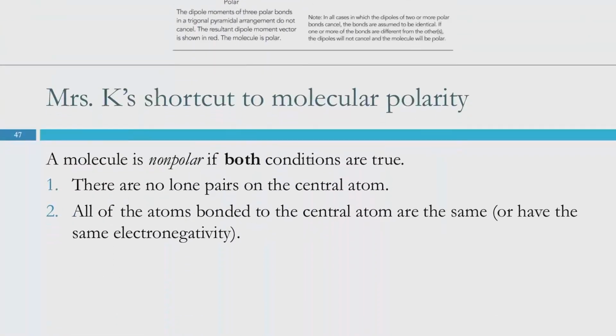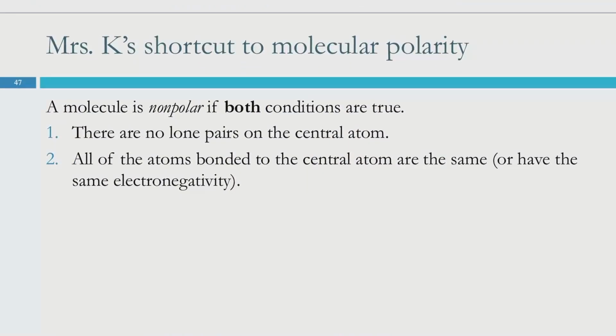However, we also have a shortcut, and this is why I'm rushing through vectors. I don't think the vectors is terribly important, and we can generally just use this shortcut. This is Mrs. K's shortcut to molecular polarity, or as I like to refer to it, the nonpolar express. It's our fast track for finding out if something's nonpolar. We have 2 rules for our nonpolar express. A molecule will be nonpolar, that's why it's the nonpolar express, if both of these conditions are true.